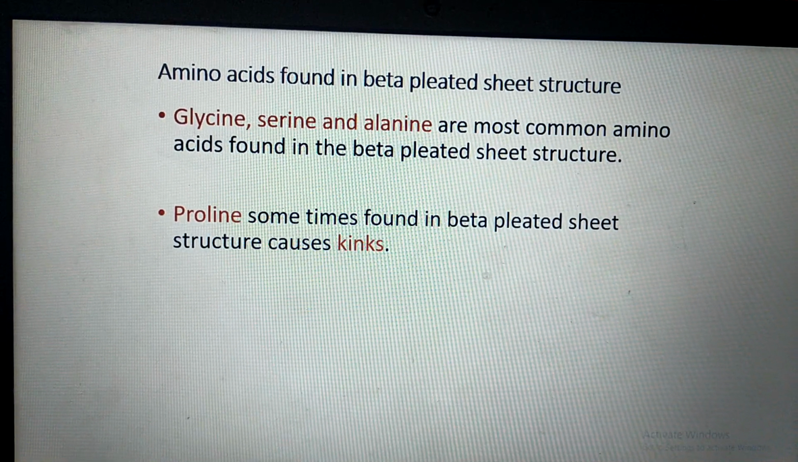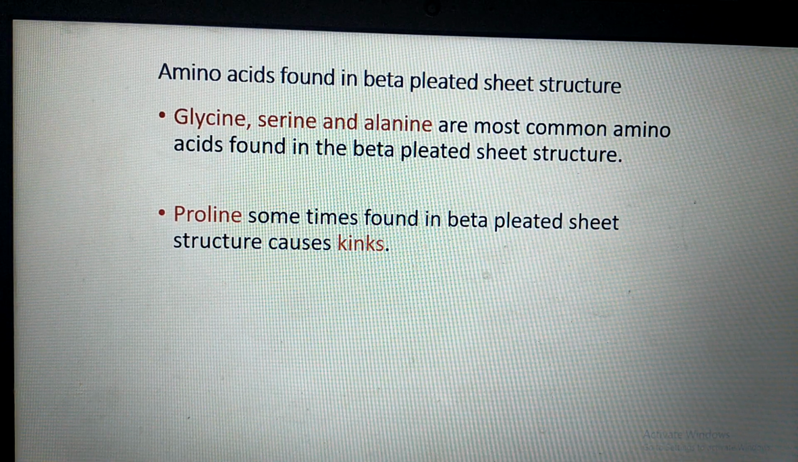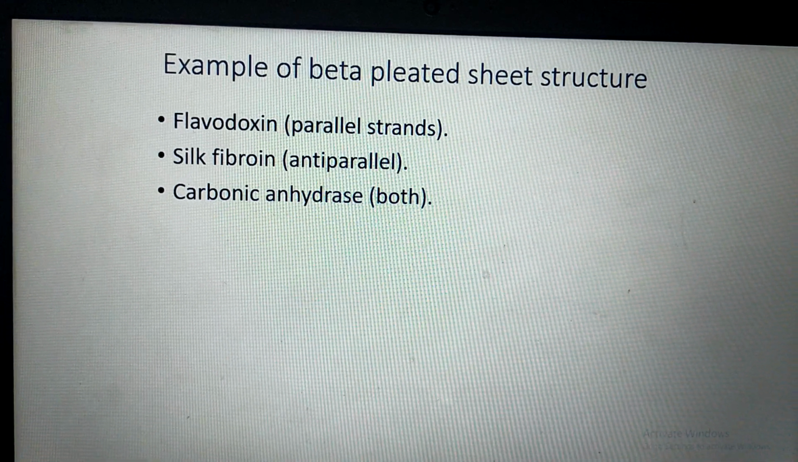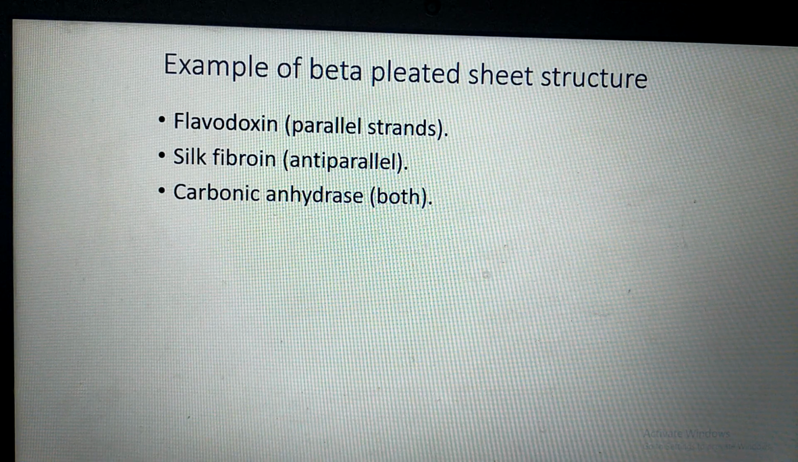Now we will see the amino acids found in beta pleated sheet structure. Glycine, serine, alanine are the most common amino acids found in beta pleated sheet structure. That means they are compatible. Whereas proline is found in small quantity in beta pleated sheet structure, because if proline is present in large quantity, it causes a kink in the polypeptide chain. So proline is not compatible with beta pleated sheet structure. Examples of beta pleated sheet structure are flavodoxin, silk fibroin and carbonic anhydrase enzyme.